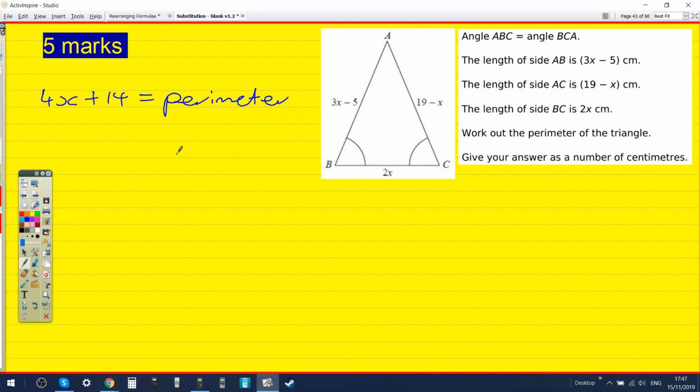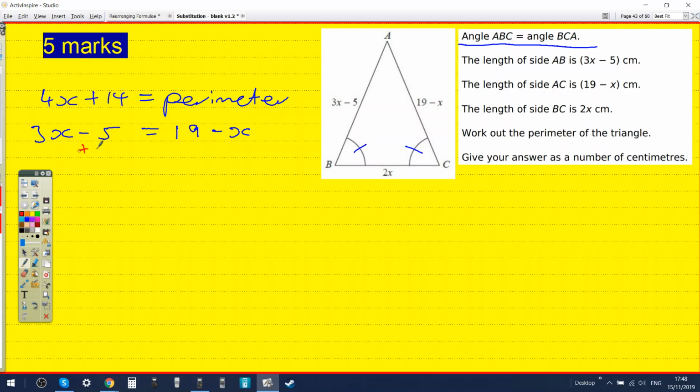Any idea how you get it? Why does it tell you that these two angles are the same? Oh, okay. So it's an isosceles. So 3x minus 5 and 19 minus x are the same. Okay. So 3x minus 5 equals 19 minus x. So 2x plus 20 equals 24.